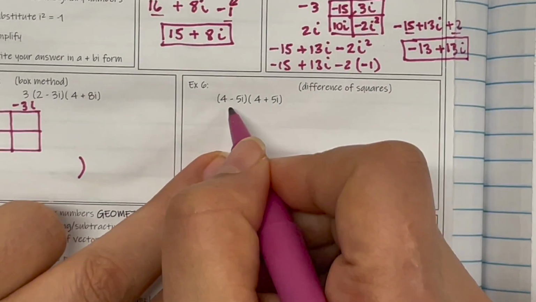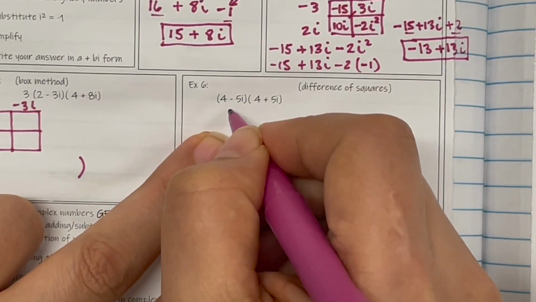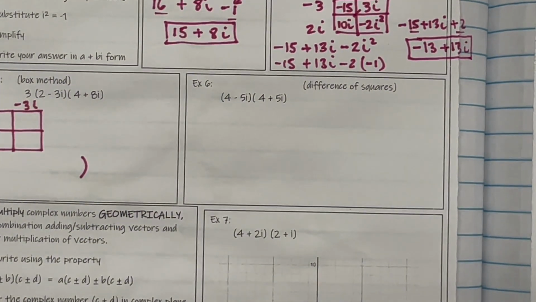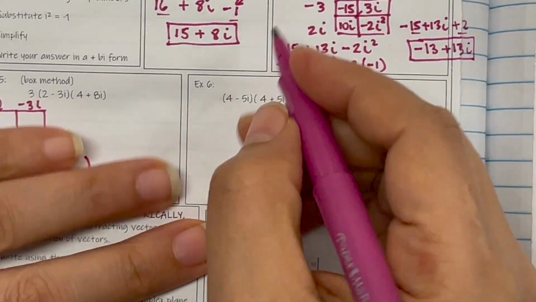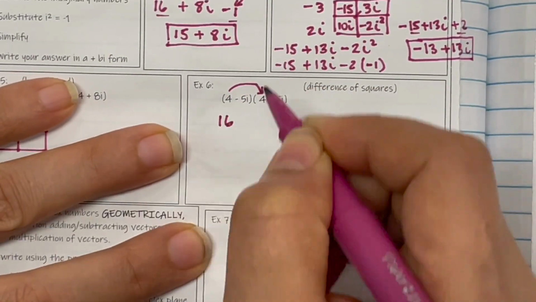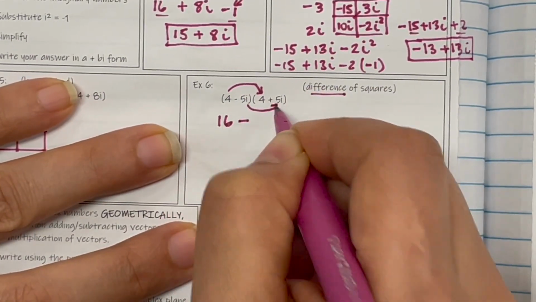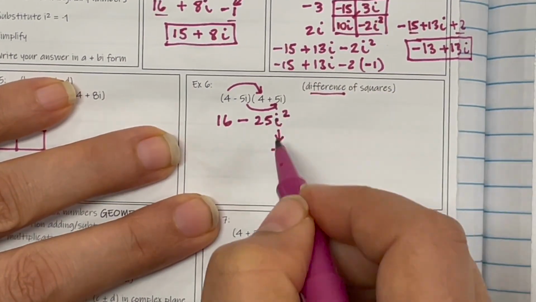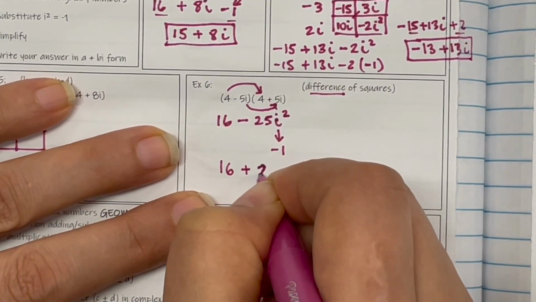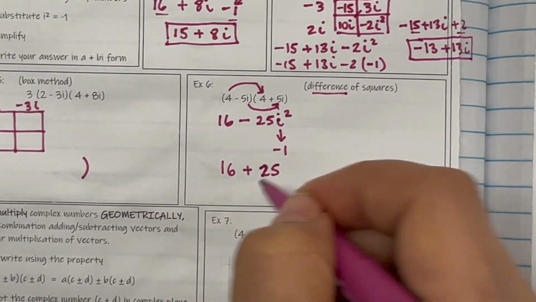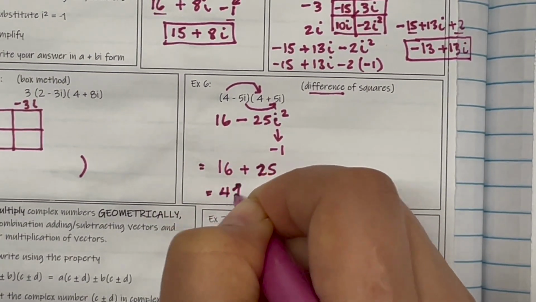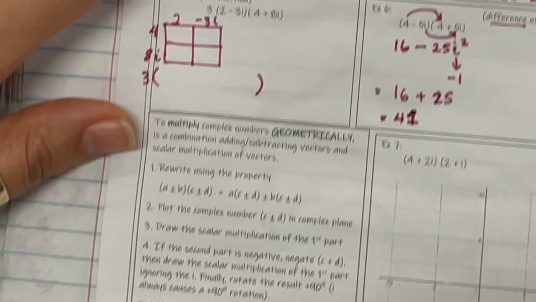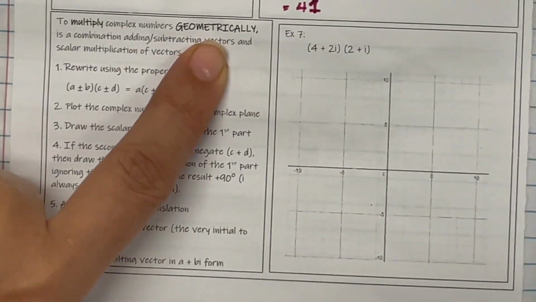All right, looking at the next example, we're going to do the difference of squares. You remember when you have a plus or minus and the exact same thing, it was the difference of squares. So what you need to know is you multiply 4 times 4, which is 16, and then 5i times 5i, which is 25i squared. And it's a difference, so it's subtraction. i squared is negative 1 again, so that changes it. 16 plus 25, which is 41. It is a shortcut. You can definitely multiply it out if you want, or you can remember the difference of squares.